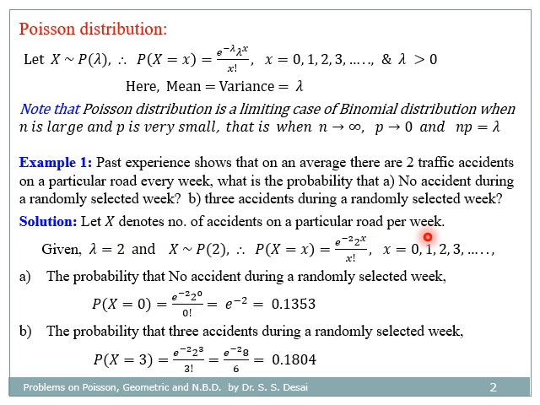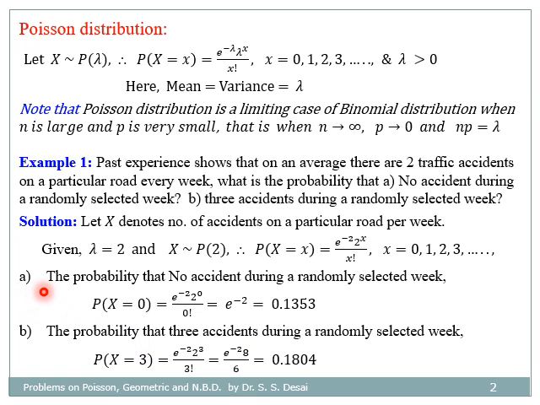road per week. So given lambda is equal to 2, and here X follows Poisson distribution with parameter 2, and therefore its PMF is given by probability that X is equal to x equals e raised to minus 2, 2 raised to x by x factorial for x equal to 0, 1, 2, etc.